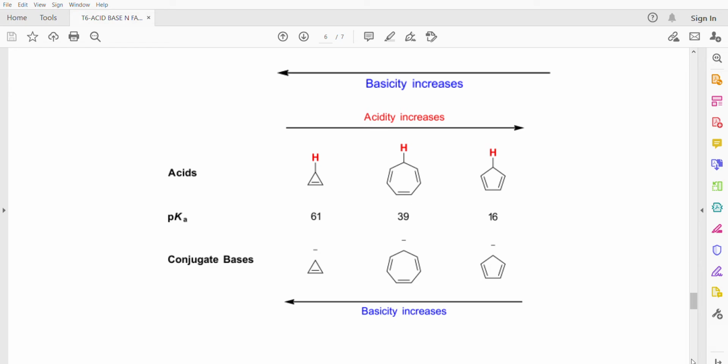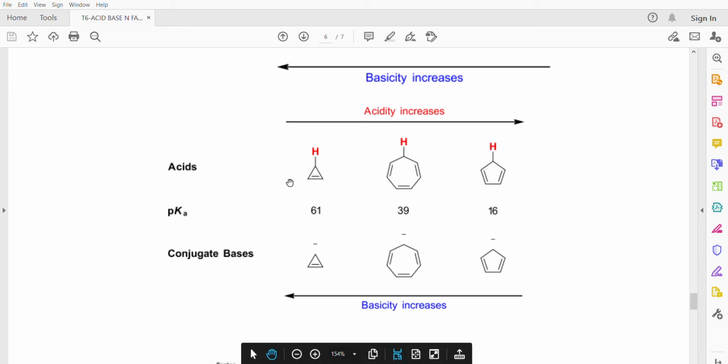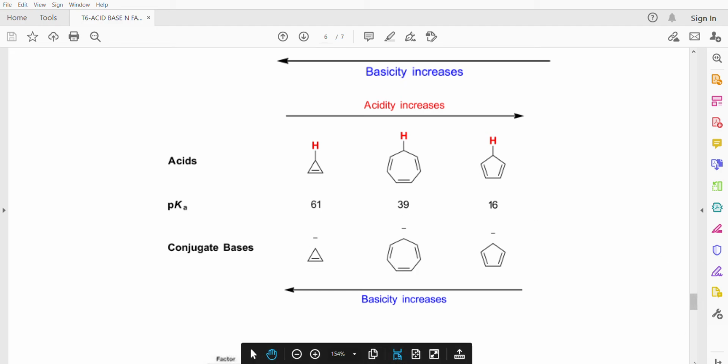Then we see some closed rings. They have pKa values of 61, 39, and 16, and you see that this is cyclopropene, and cyclopentadiene is aromatic in nature. After the removal of the proton, why is it 16? Because it will be comfortable to remove the proton, since after removing the proton it will become aromatic in nature. Cyclopentadiene anion is aromatic in nature, the rest of these two are not aromatic in nature. So this is the reason.